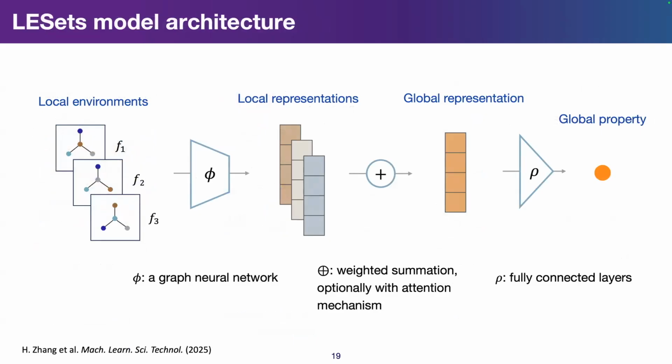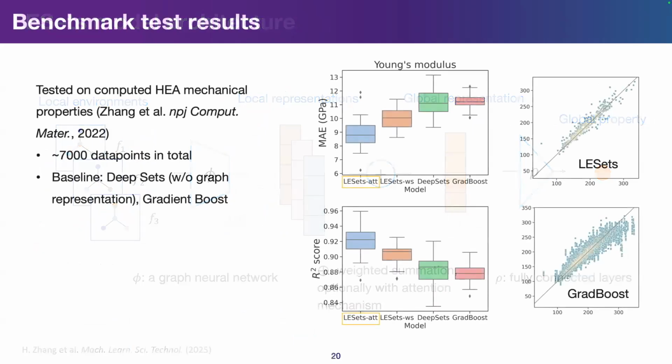Now we can seamlessly migrate MOSETs to this data structure. So with slight modifications, we call it LSETs, local environment graph sets. So it's the same model. So I'm going to skip the details and jump to the benchmark results.